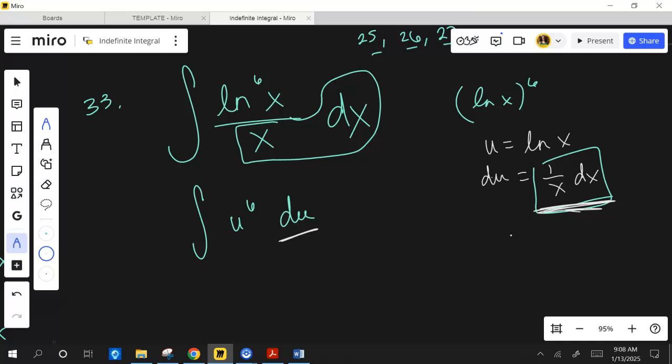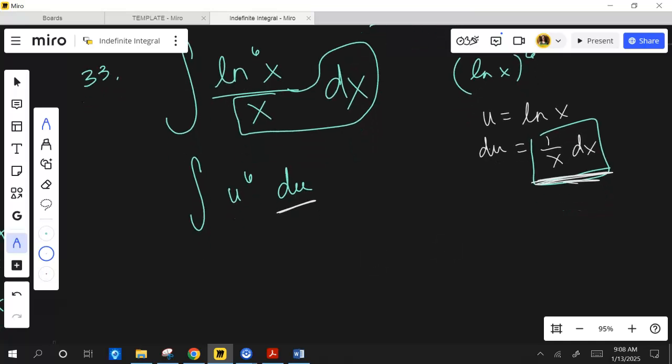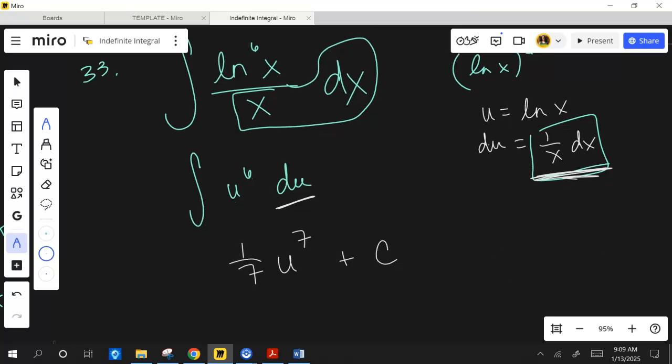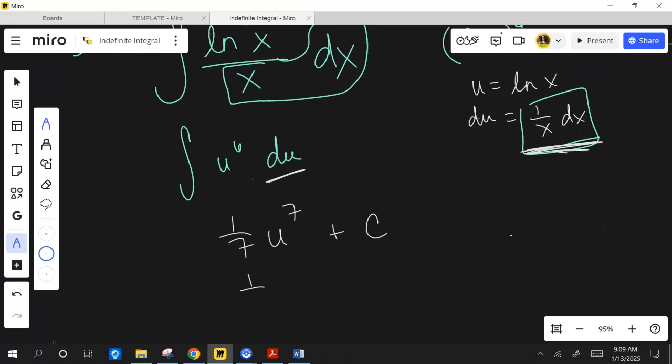Now, what's the antiderivative of u to the 6th? 1 over 7 u to the 7th plus c. Now I replace my u with whatever my x was, which was ln x. So I got 1 over 7 ln x to the 7th plus c. And we stop there.